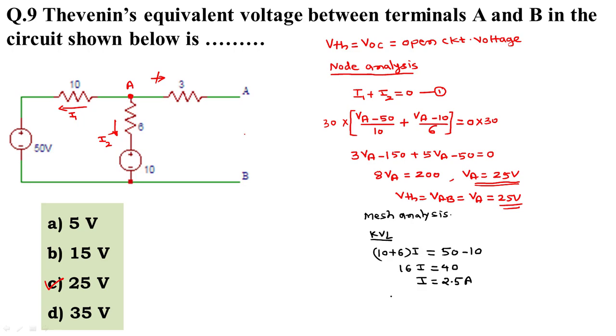Now in this case your VTH is nothing but VAB, that is equal to V6 ohm plus 10 volt. Now V6 is 6 into 2.5 plus 10 volt. So this comes out to be 15 plus 10, that is 25 volt. That means either you can use node analysis or mesh analysis to solve the problem.